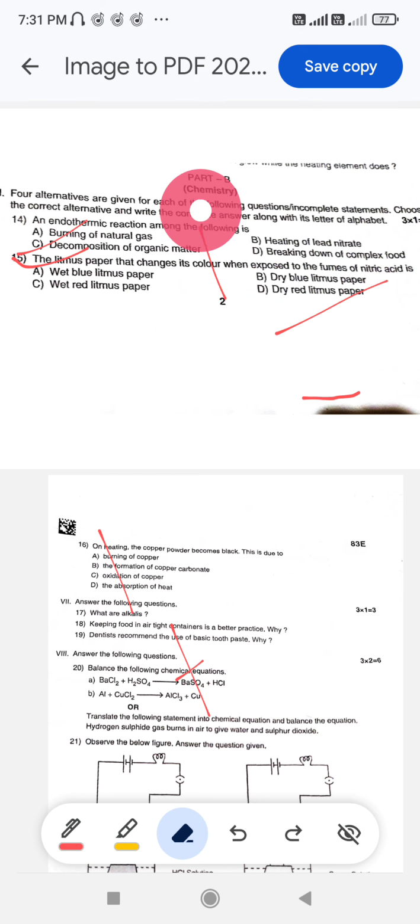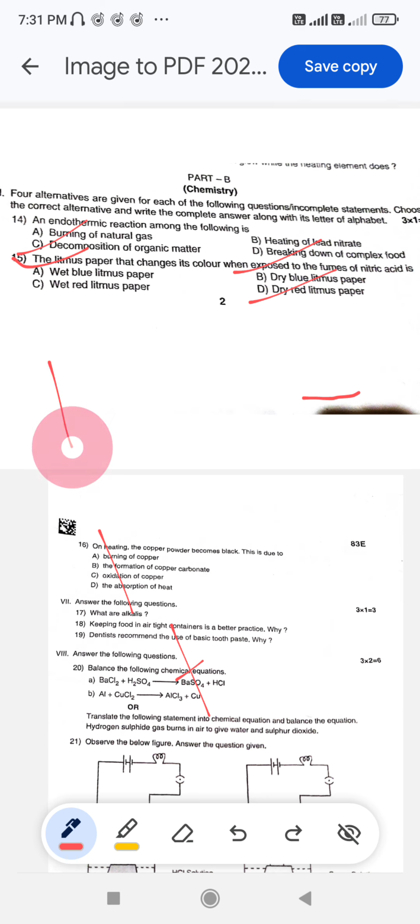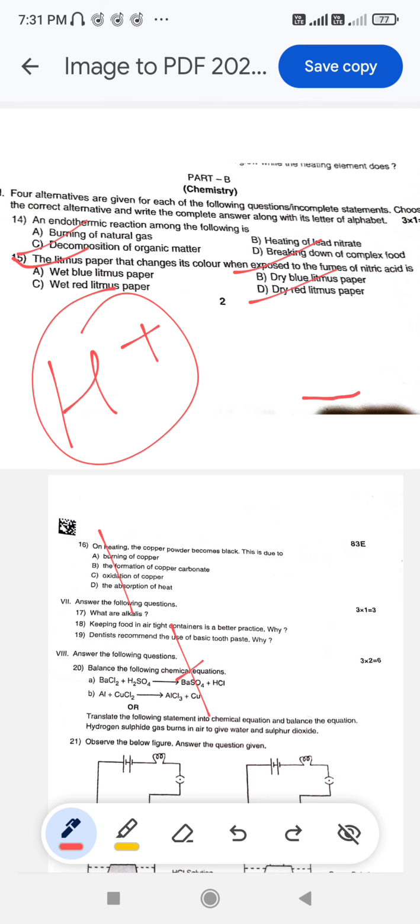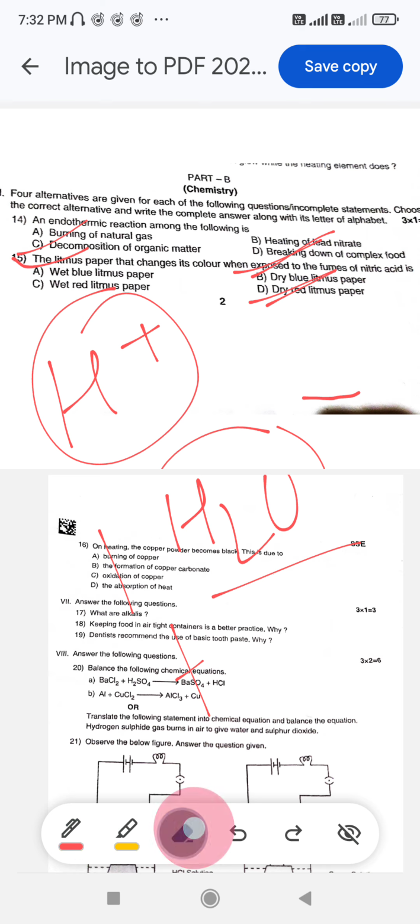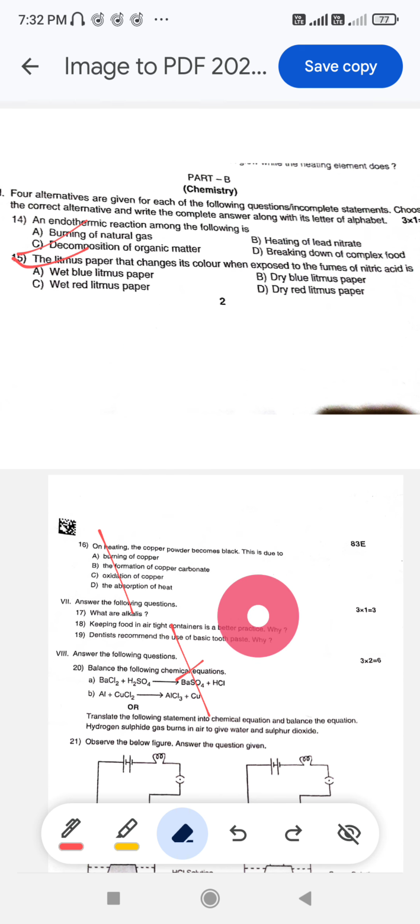Here the options are given. B and D are both dry, so these two options are cancelled, because H plus ions are produced only in the presence of water molecules. So the litmus should be wet, but in options B and D it is given as dry. Without moisture or water, there is no change in the litmus paper. This is the first condition, so these two options will be cancelled.